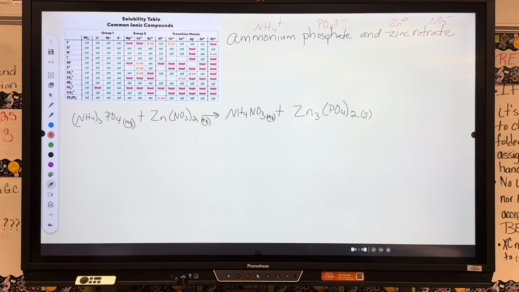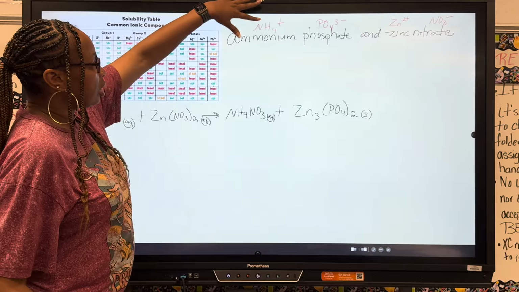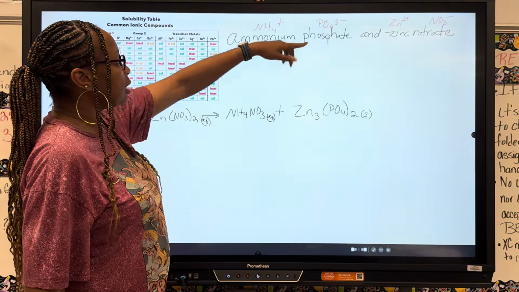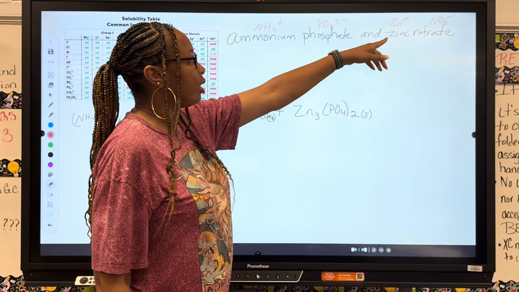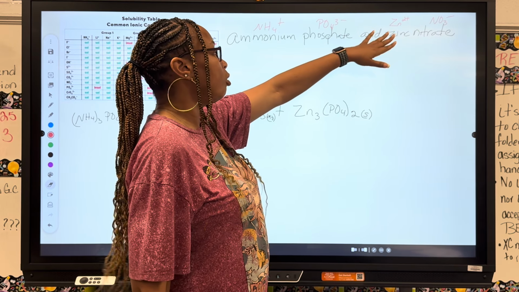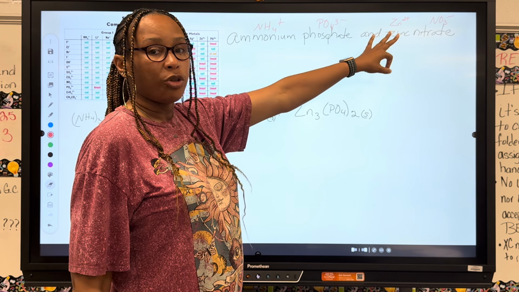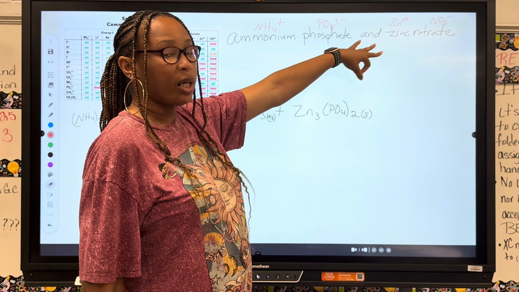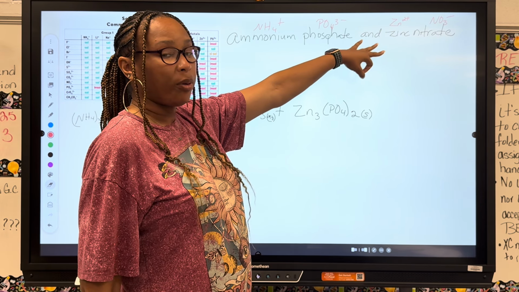So when you are examining this, if we started with just the ammonium phosphate, we know that ammonium, a polyatomic ion, is NH4 plus, and phosphate is PO4 3 negative. Zinc is a transition metal, but it's one of the three that you should already know the oxidation for, because they don't have multiple oxidations. Both zinc and cadmium are +2 and silver is +1. And nitrate, another polyatomic ion, is NO3 negative.